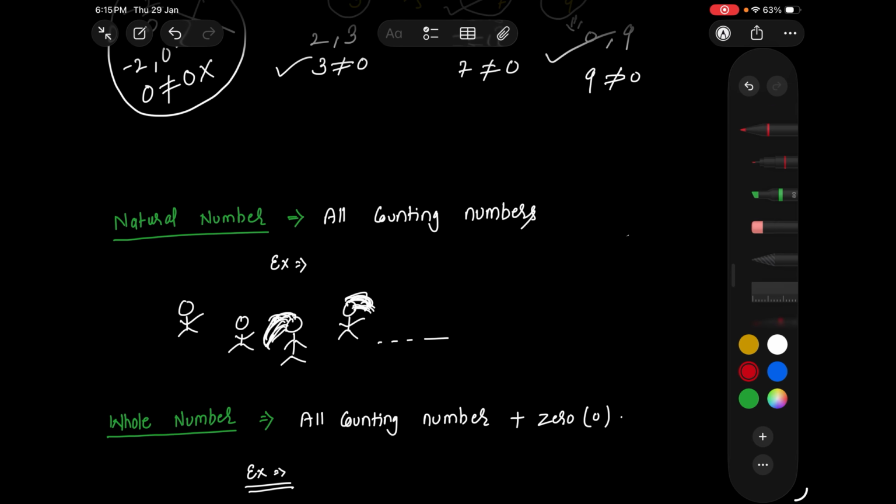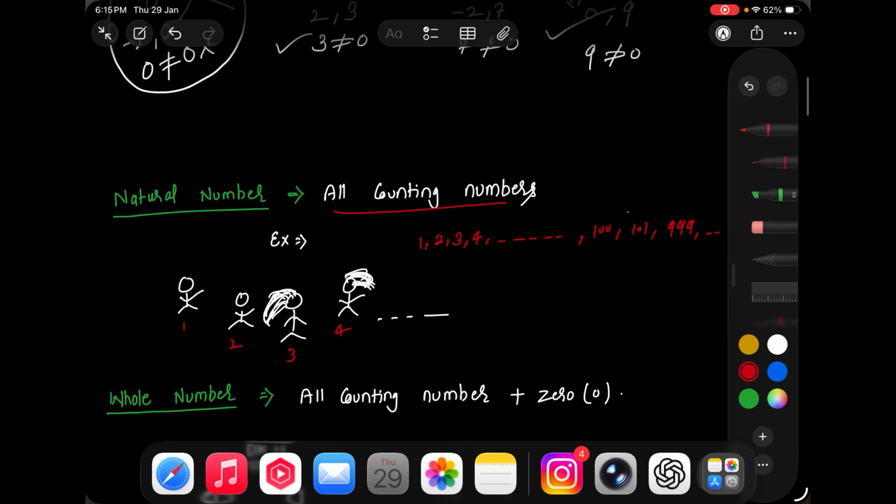Generally, all counting numbers. For example, in your class there is a boy, that is number 1, there is another friend, number 2, there is a girl, that is third, and there is another girl, the friend of that girl, that is fourth. So here we count the number of students: 1, 2, 3, 4, up to 100. Anything similar to counting numbers is known simply as natural numbers.